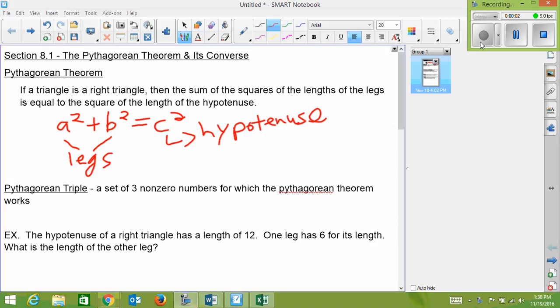Hello and welcome to section 8.1, which is on the Pythagorean theorem and its converse.